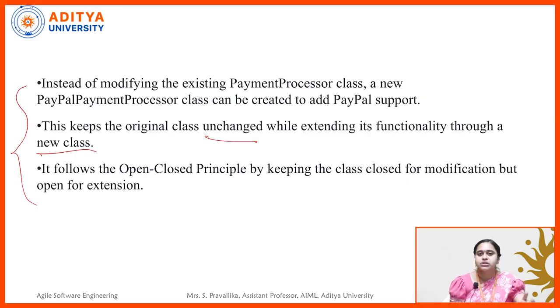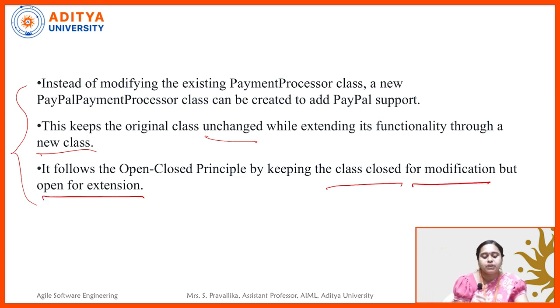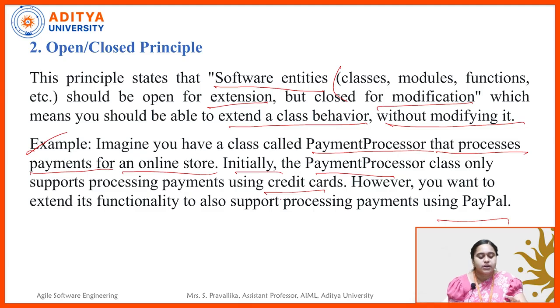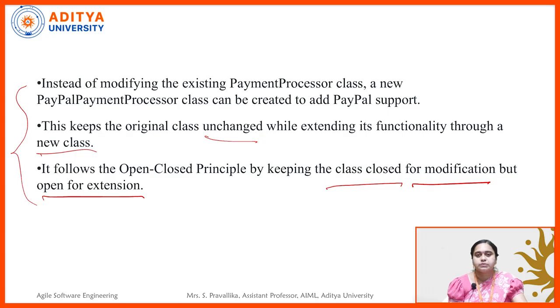So that means the original class, whatever exists so far, is not going to change, or we are not going to modify it. Instead, we are extending its functionality through a new class. So it follows the open closed principle by keeping a class closed for modification but open for extension. That means we can extend the class by adding new features, but we are keeping it closed for modification. So this is what happens in the open closed principle. This was the second principle in the SOLID principles.